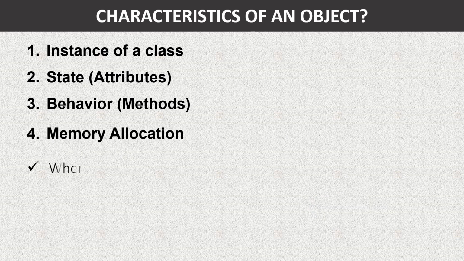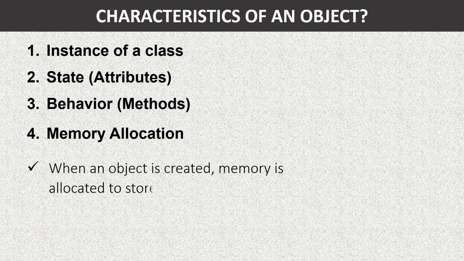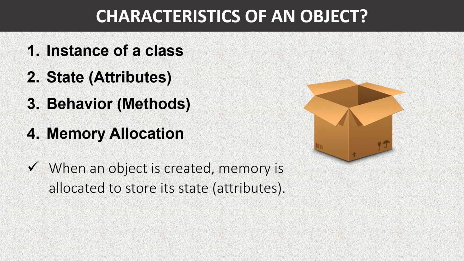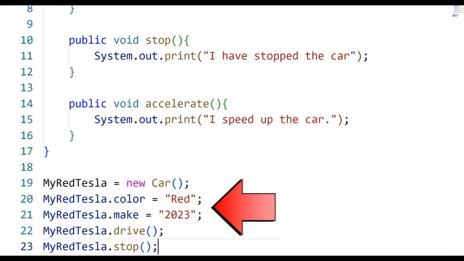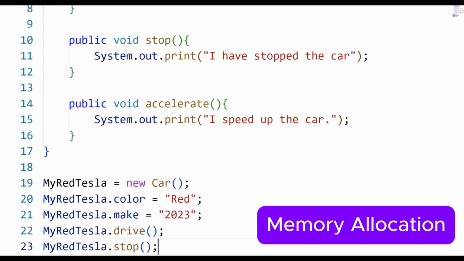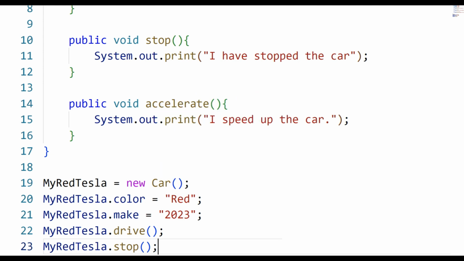When an object is created, memory is allocated to store its state. When you make something in a computer program, like a box to keep some information, the computer needs to set aside a space in its memory to hold that information. This process of giving a specific amount of memory to the object is called memory allocation. It was all about class and object.